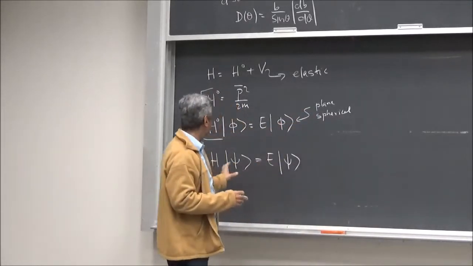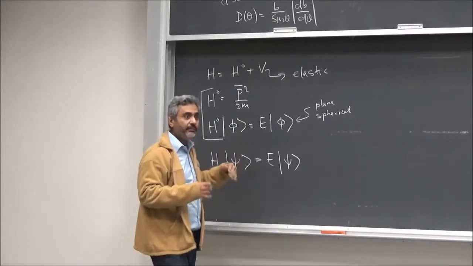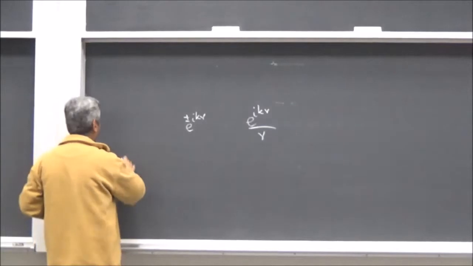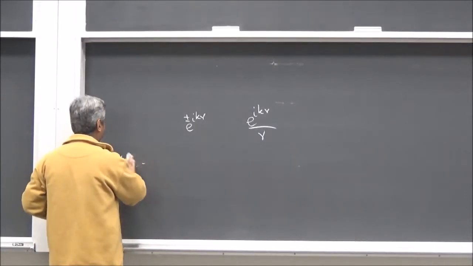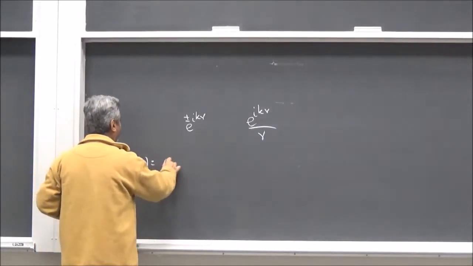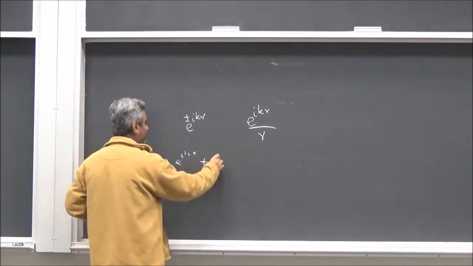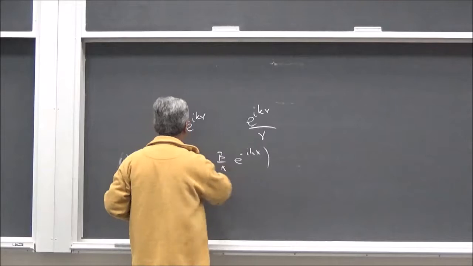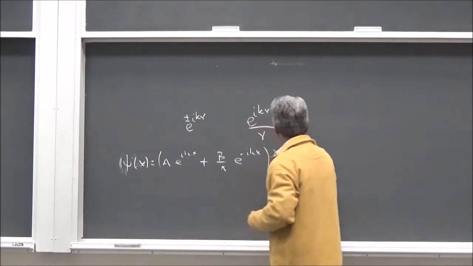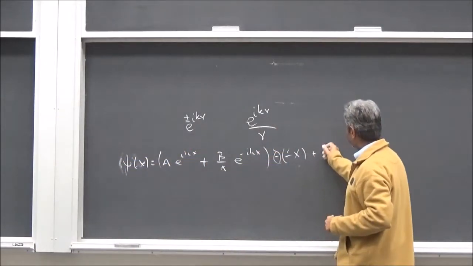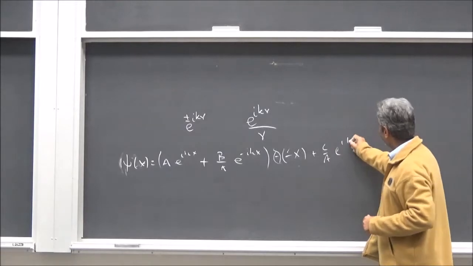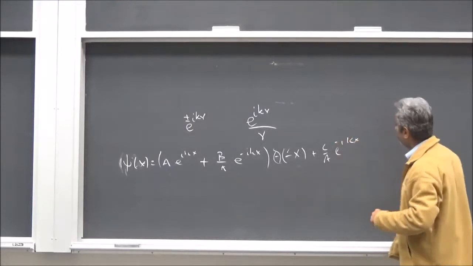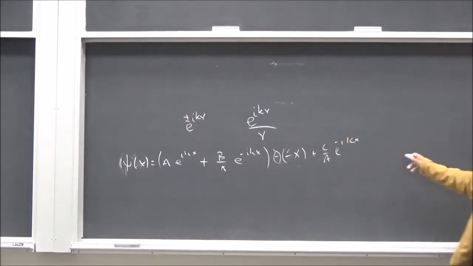All this time basically it's in an eigenstate of H. When we did that problem as well, the psi that we wrote, psi of x, was a e to the i k x plus b over a e to the minus i k x, theta of minus x, plus c over a e to the i k x. That's how we wrote it, right? Wait.